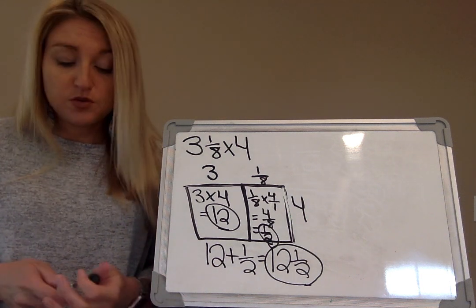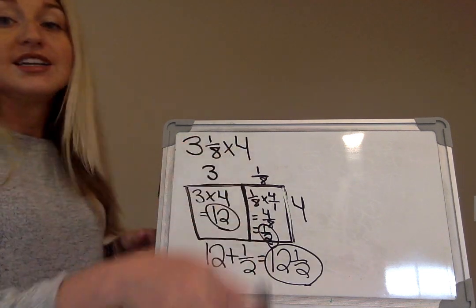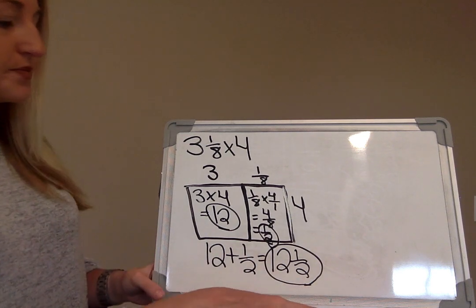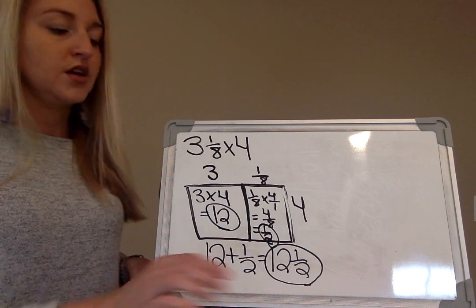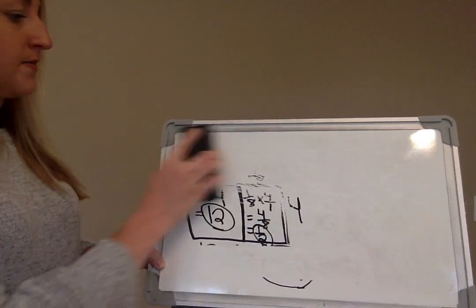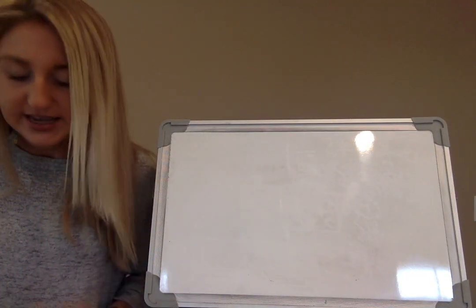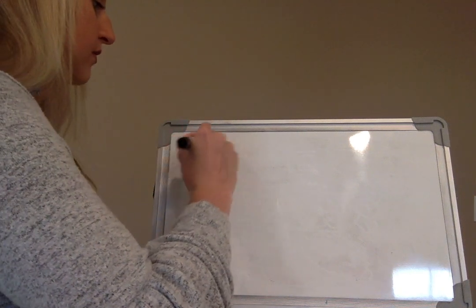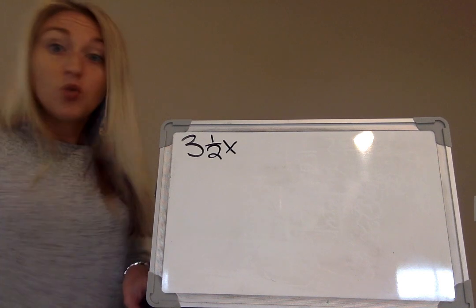So what do we do when we're multiplying by two mixed numbers instead of a mixed number times a whole number? Pretty much the same process, just with an extra step. You can pause this now if you want to take notes from it. So, if we have, let's say, 3 and 1/2 times 1 and 1/2.